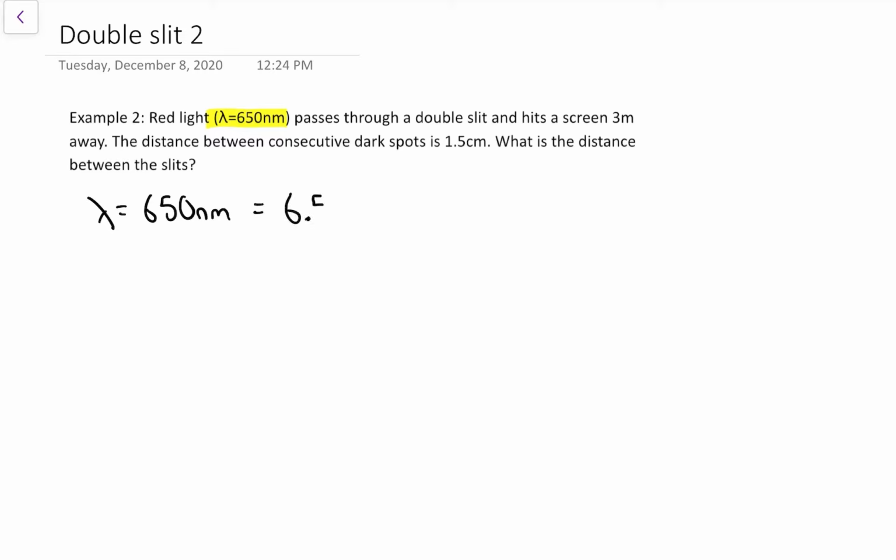A nanometer means 10 to the negative 9, but we had hundreds of those, so that switches it to 10 to the negative 7. It says it passes through a double slit, hits a screen that's 3 meters away. The distance to the screen is capital L. And then there's this phrase: the distance between consecutive dark spots is 1.5 centimeters.